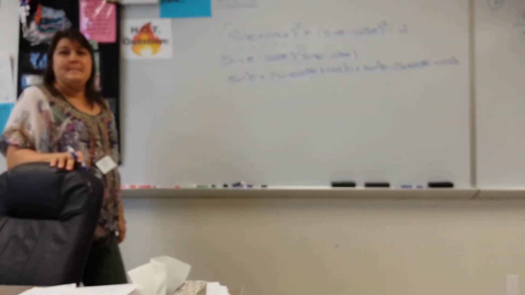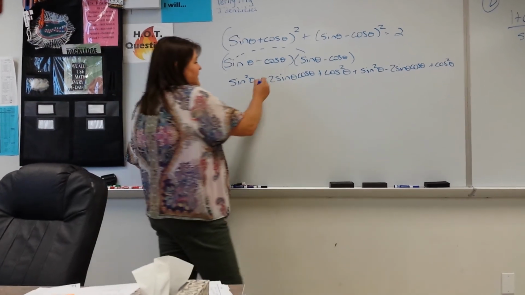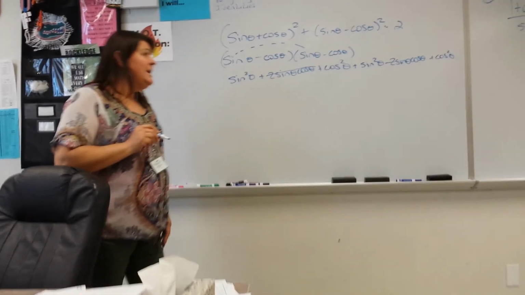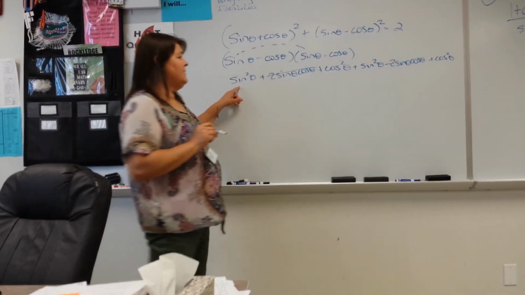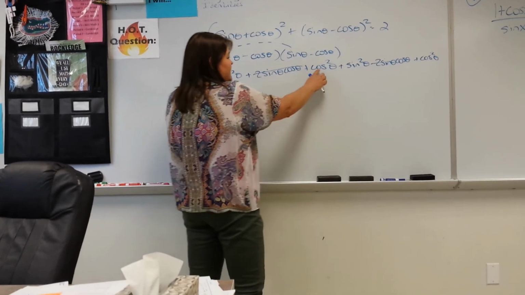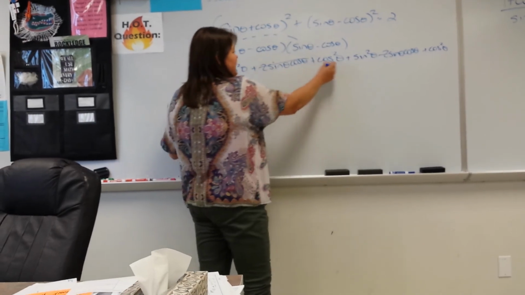Are we feeling it? Yeah. And now we just start eliminating. So this guy goes away with that guy, the middle ones. Combine like terms. So we have sine squared plus cosine squared. What's that? 1. One whole, right? So this plus this is 1.